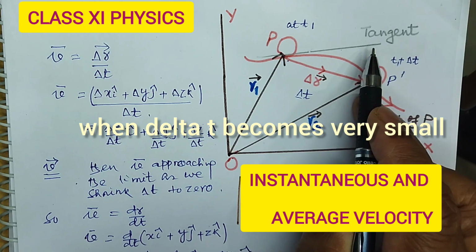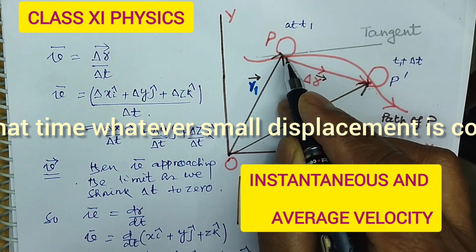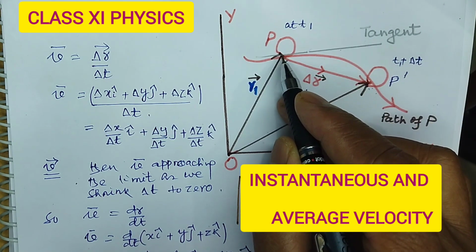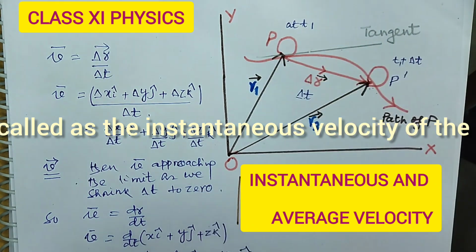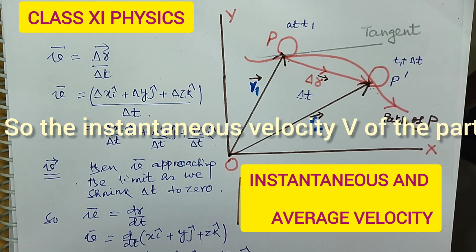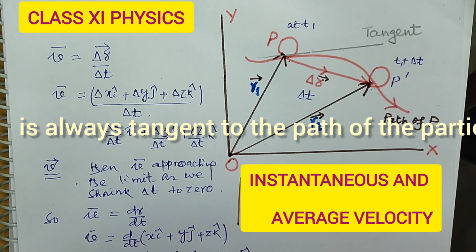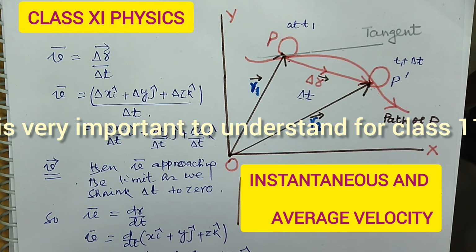So when delta t becomes very small, whatever small displacement is covered in that small interval of time delta t would be called the instantaneous velocity of the particle. So the instantaneous velocity v of the particle is always tangent to the path of the particle. This is very important to understand for class 11 children.